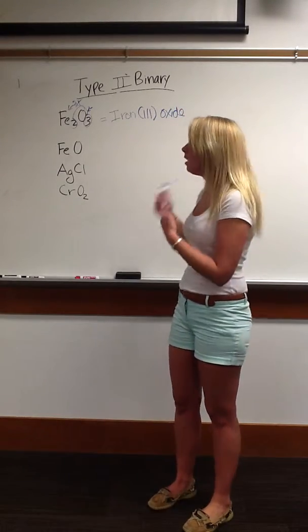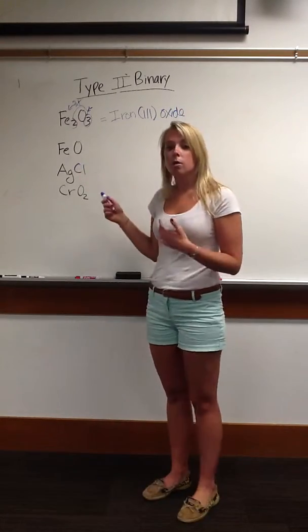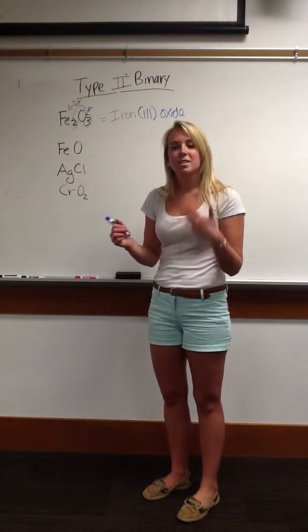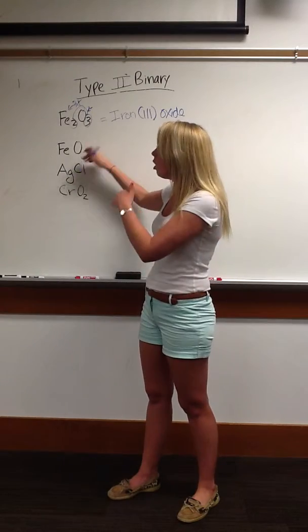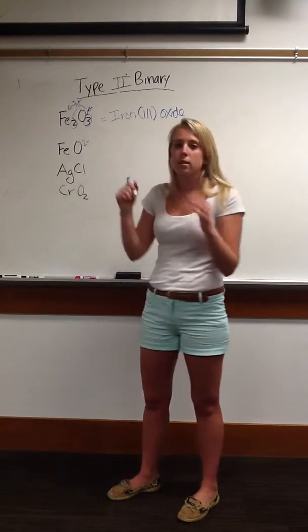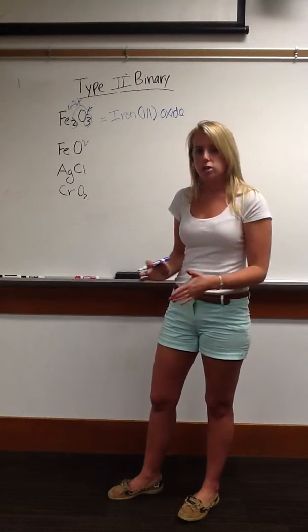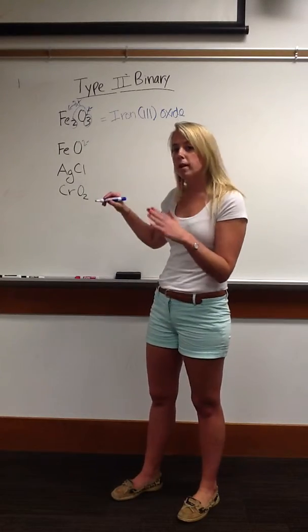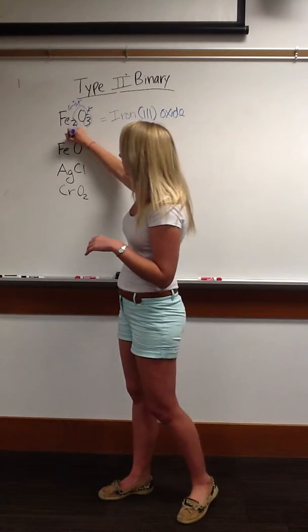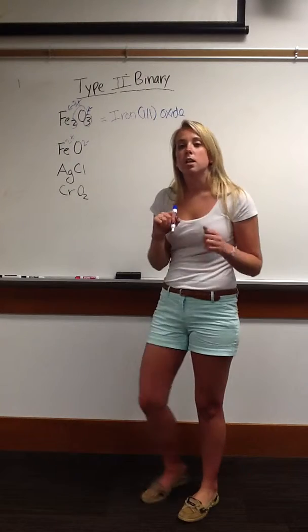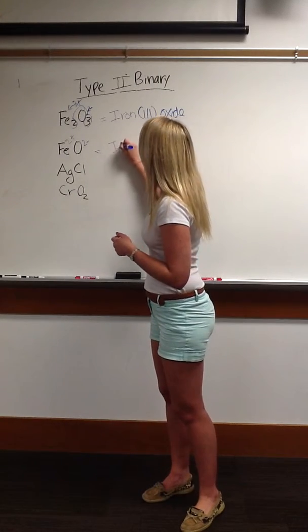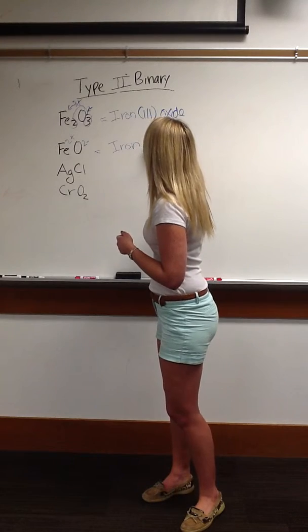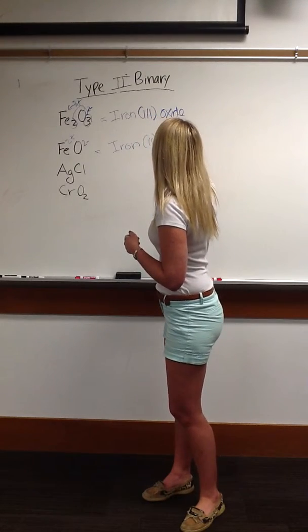The next one is FeO. It's still an iron oxide, but it's a different type of iron oxide. We have 1 of each, but we know oxygen's charge. The nonmetals' charges are not going to change. So the oxygen is 2-, which means that this iron has to be 2 positive as well. So we're just going to have iron(II) oxide.